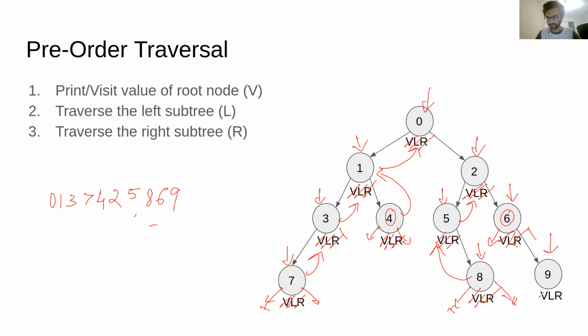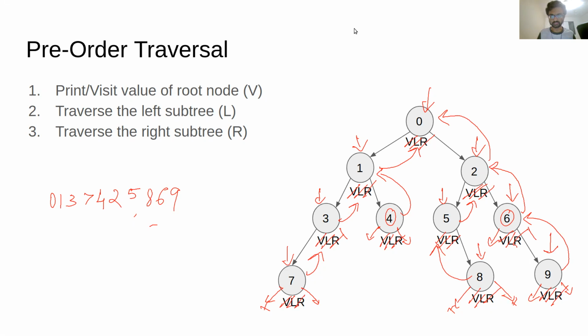Do we have a left subtree here? No. So L gets cancelled. Do we have a right subtree here? No. So we trace back to its parent. V, L, R are all complete. We trace back to its own parent, where V, L, R are again all complete. Finally we reach the root node, where we again see that V, L, and R are complete, which concludes that we have searched the tree. So the output is 0, 1, 3, 7, 4, 2, 5, 8, 6, 9.